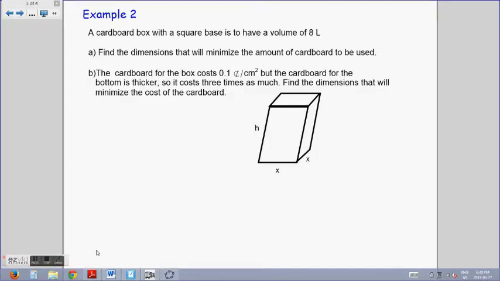Let's look at example number 2. I love these questions, I'll be honest. I'm a nerd that way. I really like them. I think they're great.